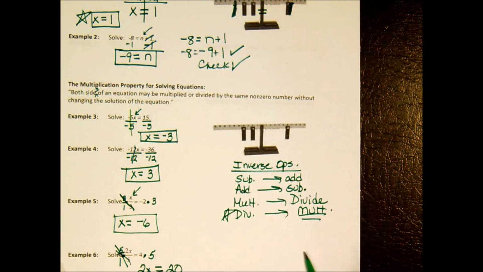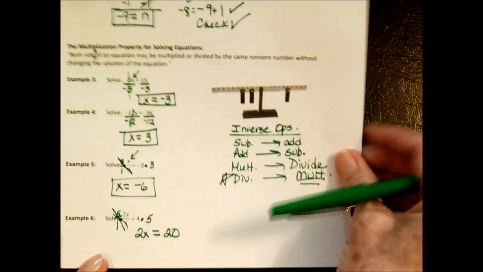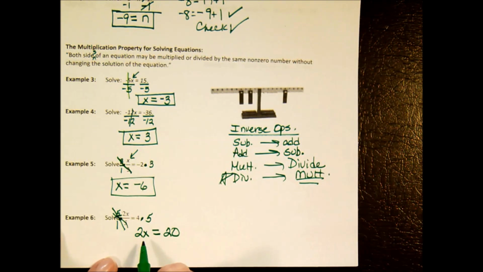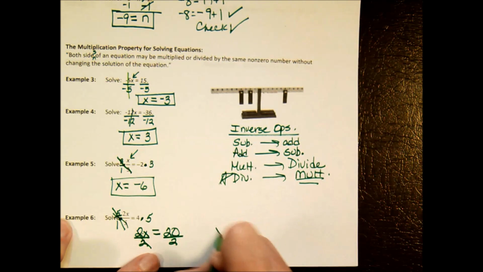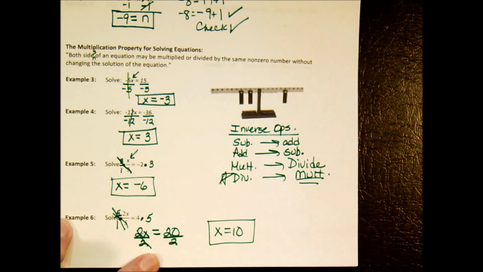Now this one is different because we're not finished. There's another step. The variable here is still not isolated. It's now been multiplied by 2, so we undo that by dividing by 2. That makes a 1, and I get x equals 10. Okay?